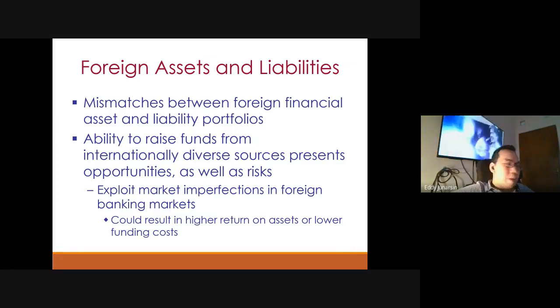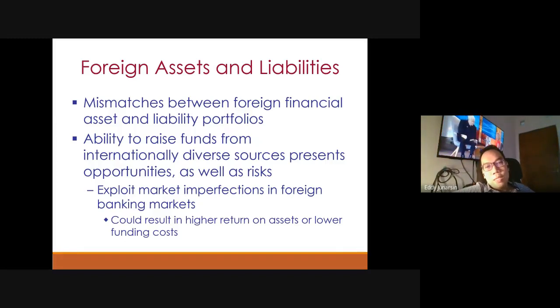So mismatches have become common in the modern world between assets and liabilities denominated in foreign currencies. Okay, and the ability to raise funds from international sources has been very attractive as well, especially if you can go to other countries with maybe lower interest rate, lower scrutiny or something like that. So you might be able to get cheaper borrowing from somewhere else. That's why you go there.